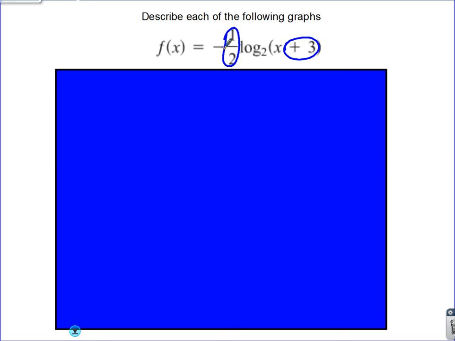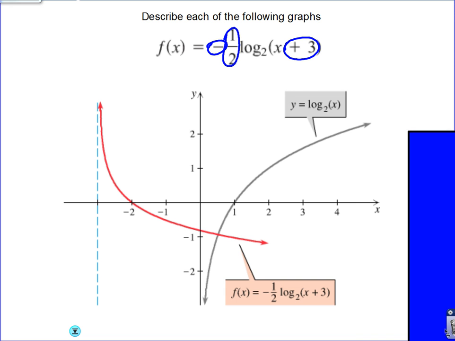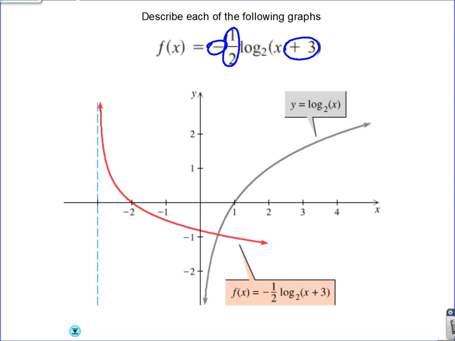This is one we have issues with, right? It's not inside. It's not horizontal. It's vertical. So what's it going to do? Stretch or shrink? Shrink by 1/2 vertically. And then also the negative is not inside with the x, so it's going to flip it vertically. So we had a shift left 3, had it compressed by 1/2, and had it flipped up and down. Here's your original, and here's your new negative 1/2 log base 2 of x plus 3. Any questions?